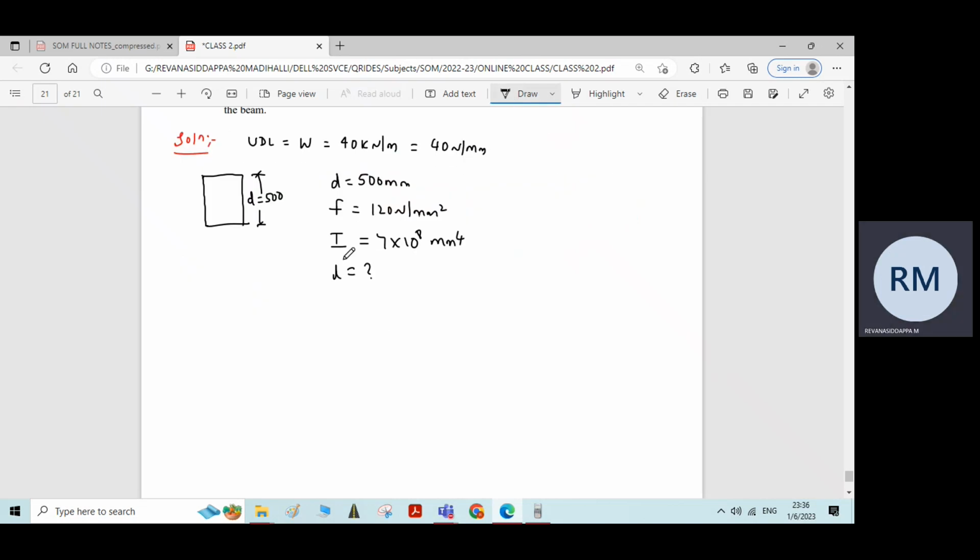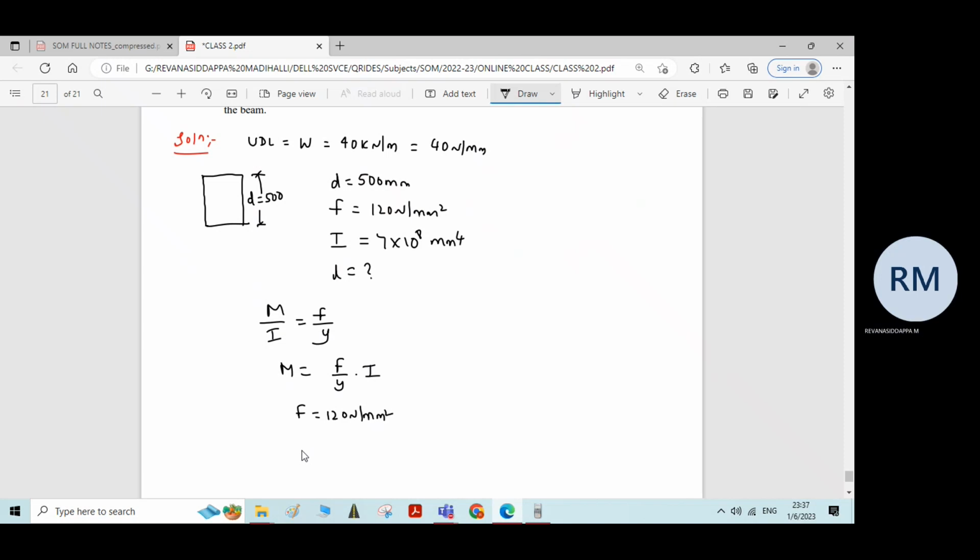Okay. So here we have to utilize the bending equation, that is M by I is equal to F by Y. Okay. First we will find the moment, that is M is equal to F by Y into I. F is given as 120 Newton per mm square. F is given. F is equal to 120 Newton per mm square.